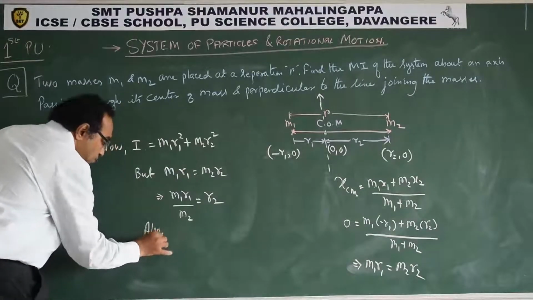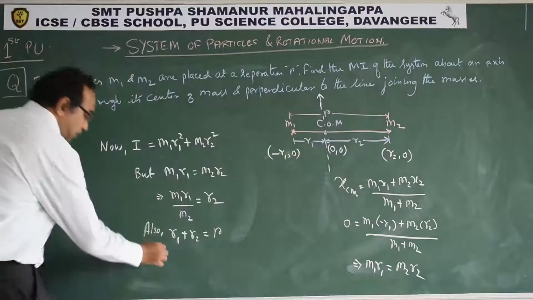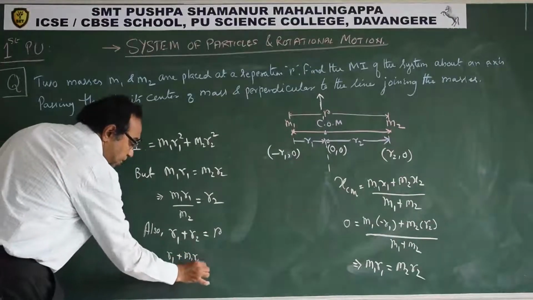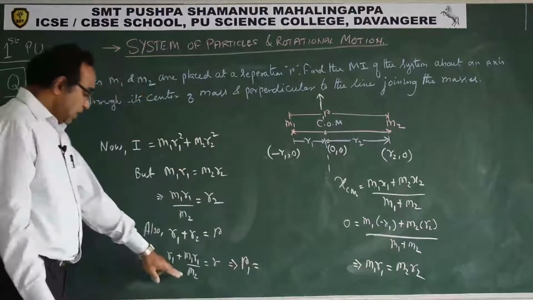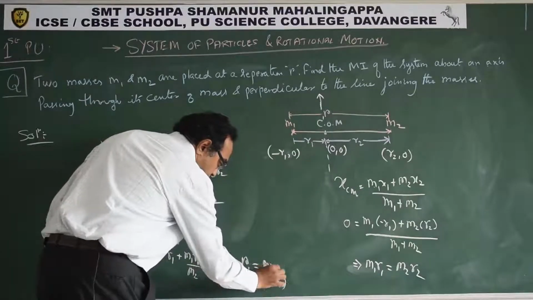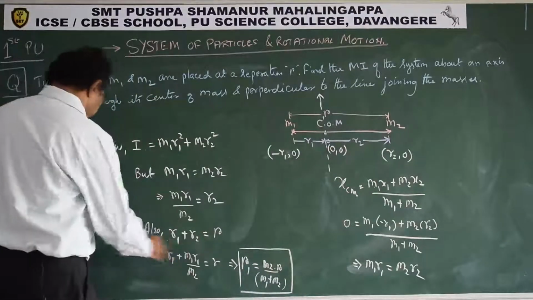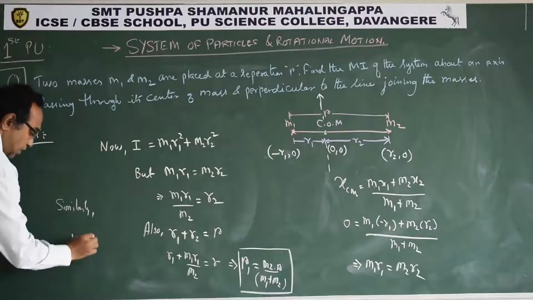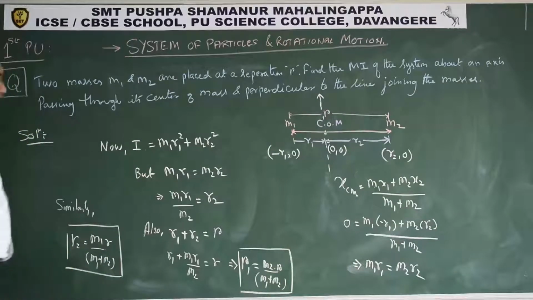Also, r1 plus r2 is r. See the diagram. r1 plus r2 is r. So r1 plus what will be r2? r2 is m1 r1 by m2. This is r. So what we get from this r1 as? From this r1 will be m2 by m1 plus m2 times r. This is r1. Similarly, r2 will be m1 upon m1 plus m2 into r. We got r1, we got r2. Now substitute.